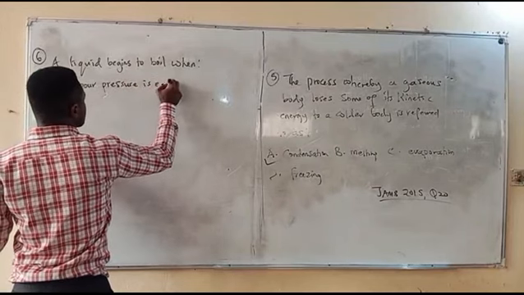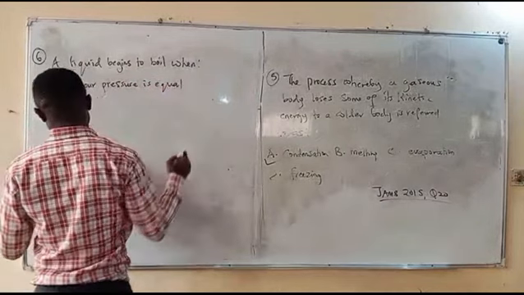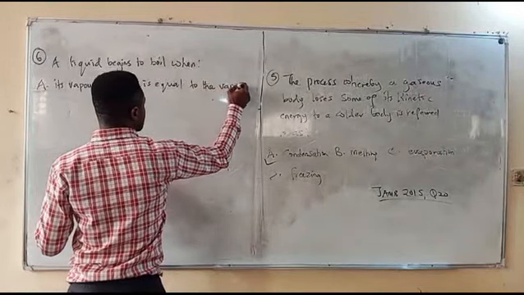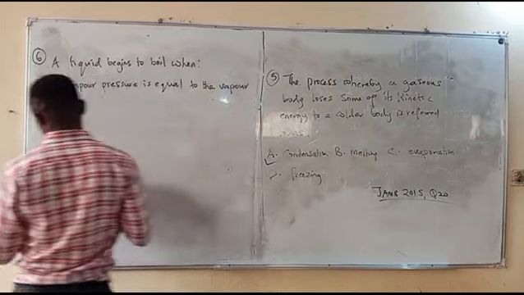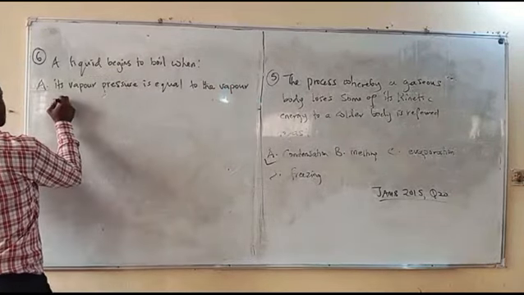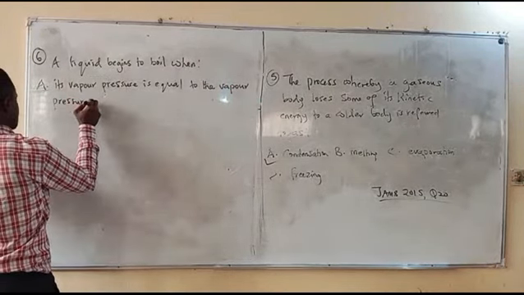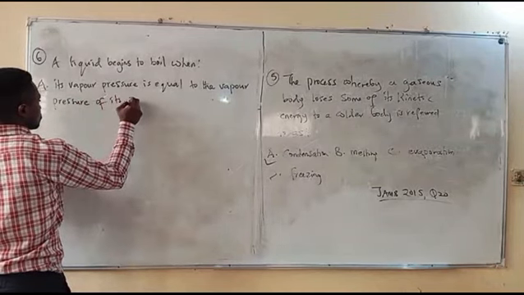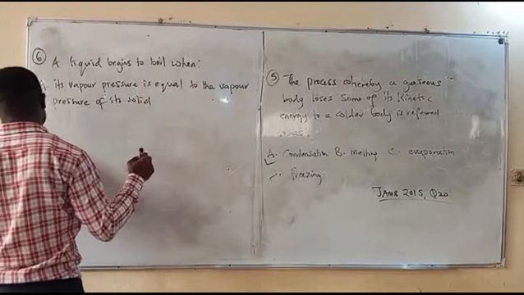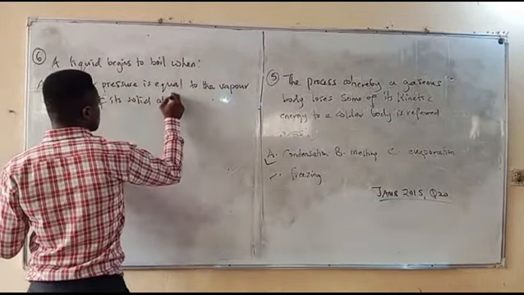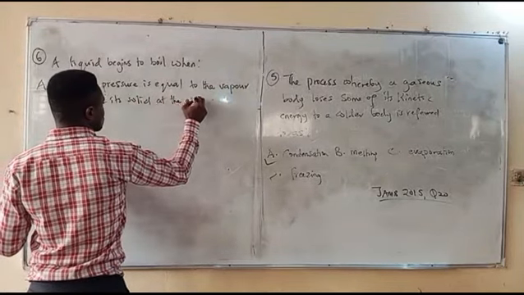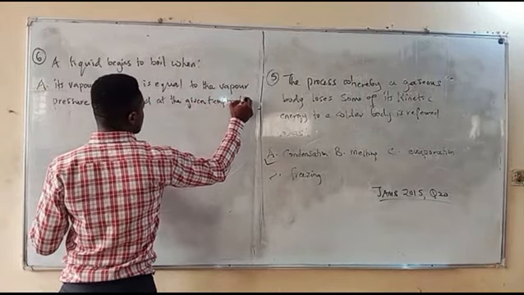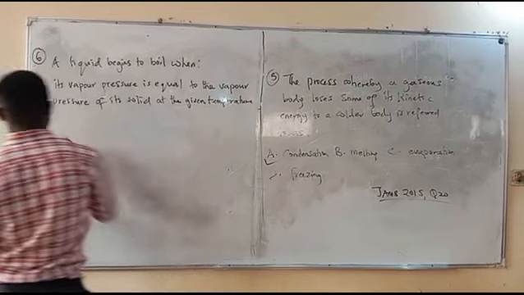This one is simple. I explained this, I dissected this, so what's the answer? Eh? What's the answer? C. Good. When is the vapor pressure equals the atmospheric pressure? So a liquid begins to boil when its vapor pressure equals the what? Atmospheric pressure. The answer is what? C.